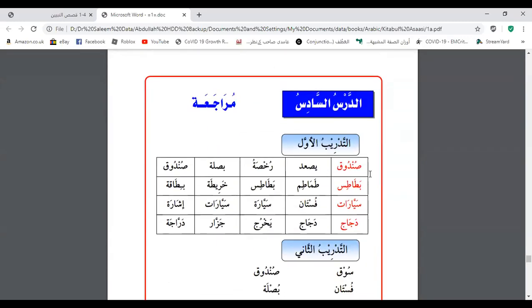Okay. Muraja'a. Just a bit of revision. The 6th lesson, 6th lesson and 6th.